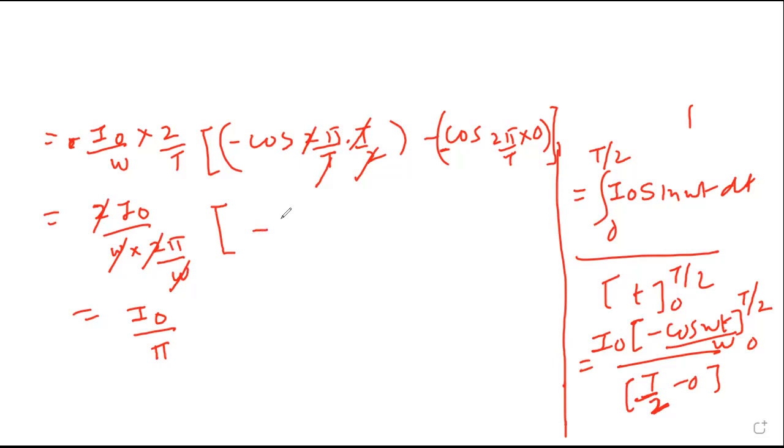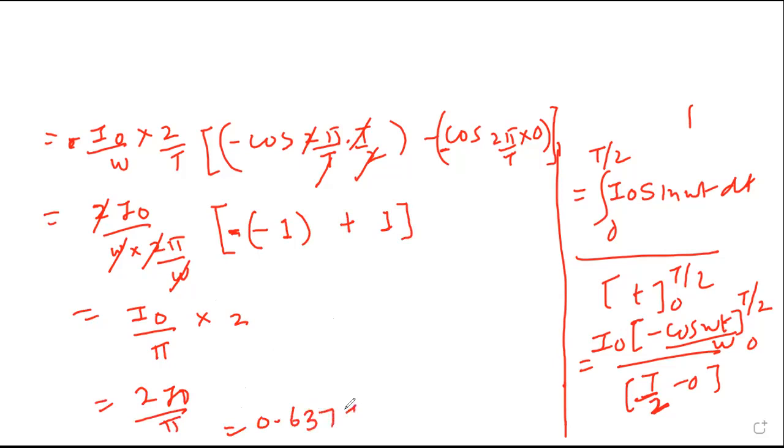Cos of 180 is minus 1. Minus minus plus cos 0 is 1. So this will become 2. So it is 2 times I naught upon pi, which is same as 0.637 I naught. So half cycle mean value is 2 upon pi I naught or 0.637 I naught.